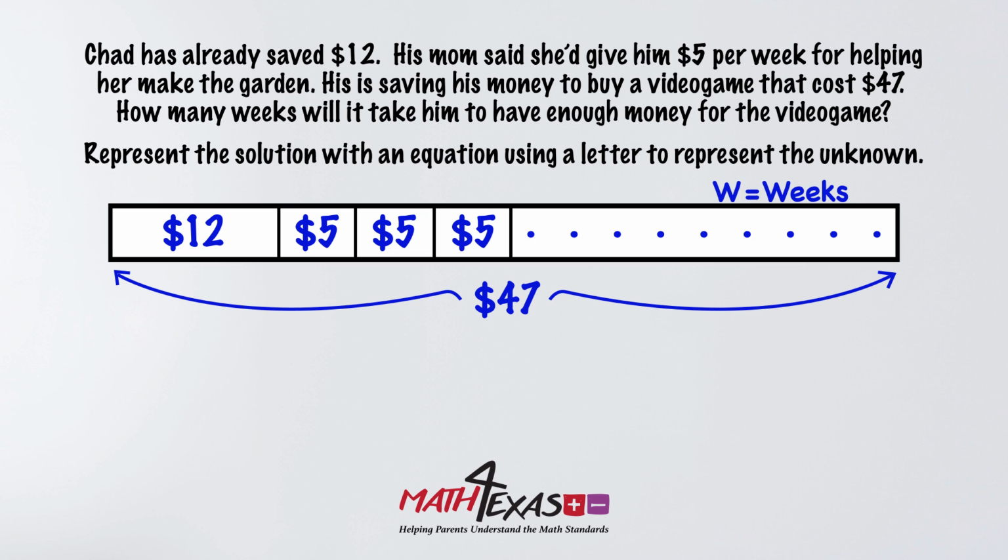So if I want to write an equation, one way I could do it would be to say, I know that my total is $47. And that equals the $12 I already have plus 5 times some number of weeks that I don't know yet. So that's one equation that I could write to help me solve this.